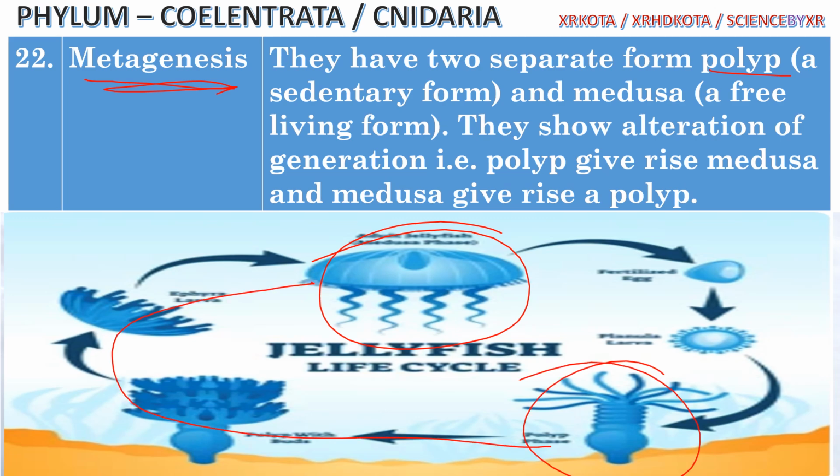The polyp gives rise to the medusa and the medusa gives rise to the polyp. So there is an alternation of generations, and this particular phenomenon is also called metagenesis, where one individual shows two different independent forms. That is why the term metagenesis is given.